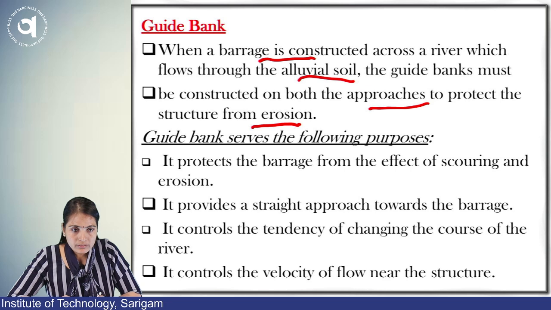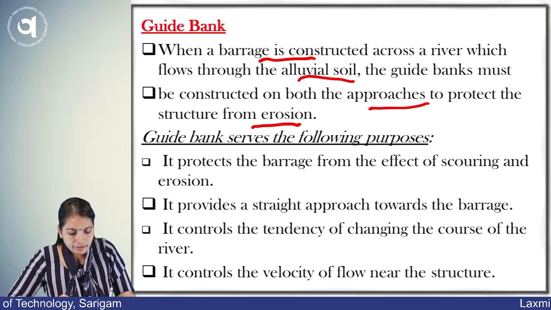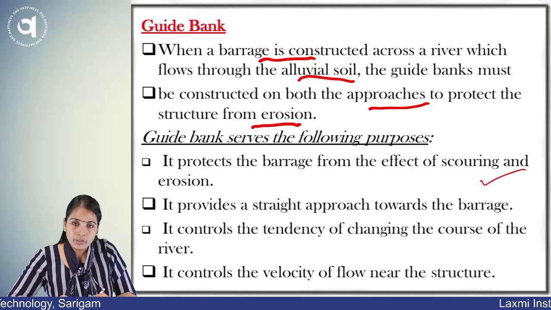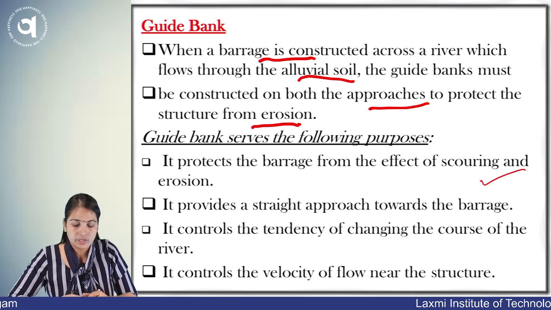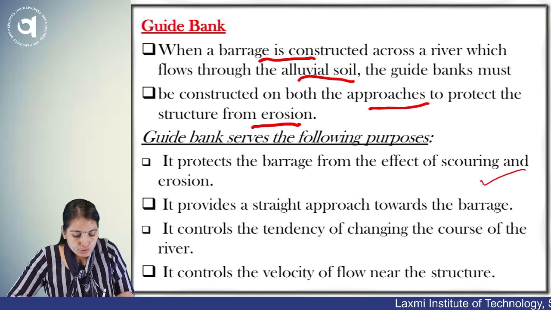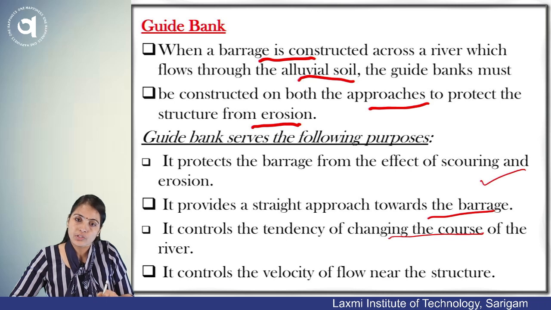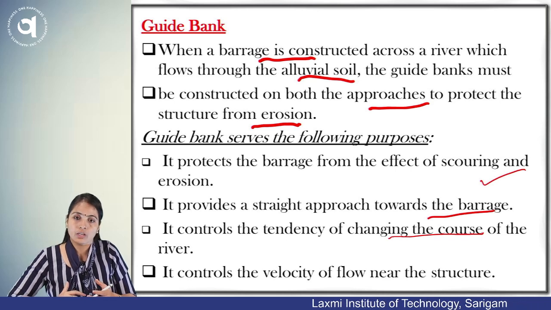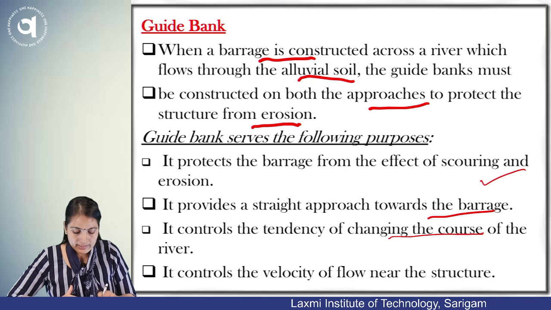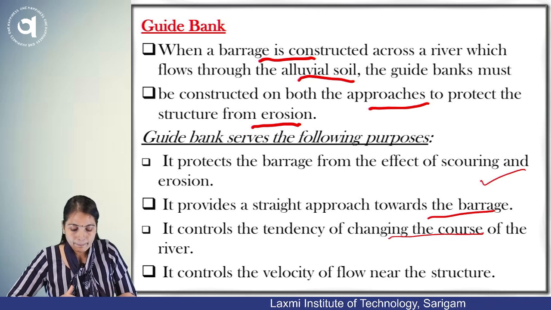So the guide bank serves the following purposes. It protects the barrage from the effect of scouring and erosion. So whatever the purpose from the scouring and erosion, it protects our structure. Structure means weir or barrage, whatever hydraulic structure we are constructing. It provides a straight approach towards the barrage. It controls the tendency of changing the course of a river and controls the velocity of flow near the structure. So the velocity is controlled by providing this guide bank.